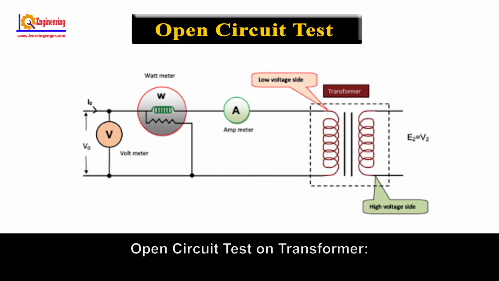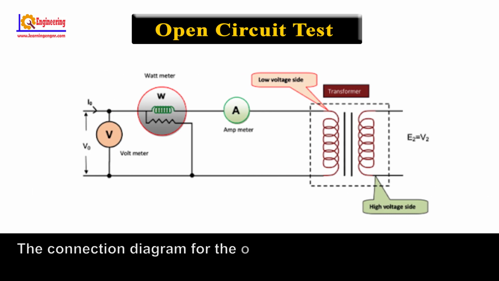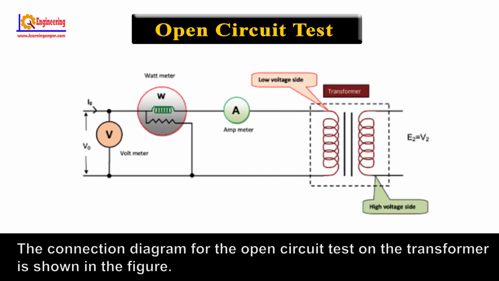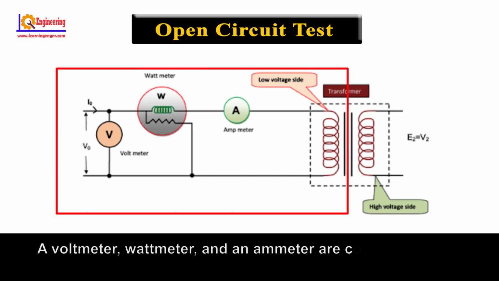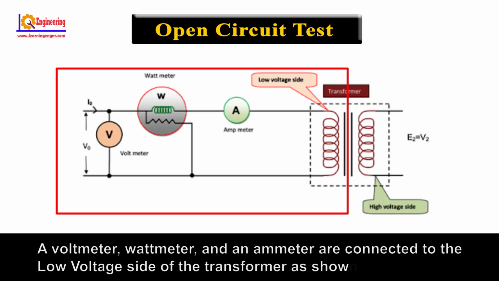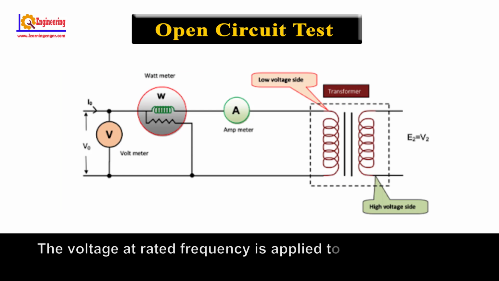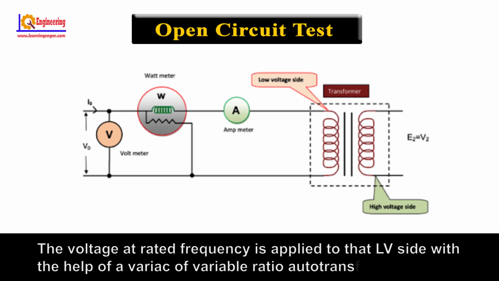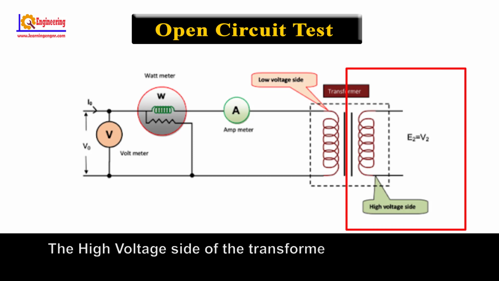Open circuit test on transformer. The connection diagram for the open circuit test on the transformer is shown in the figure. A voltmeter, wattmeter, and ammeter are connected to the low voltage side of the transformer as shown. The voltage at rated frequency is applied to that low voltage side with the help of a variac, a variable ratio autotransformer. The high voltage side of the transformer is kept open.